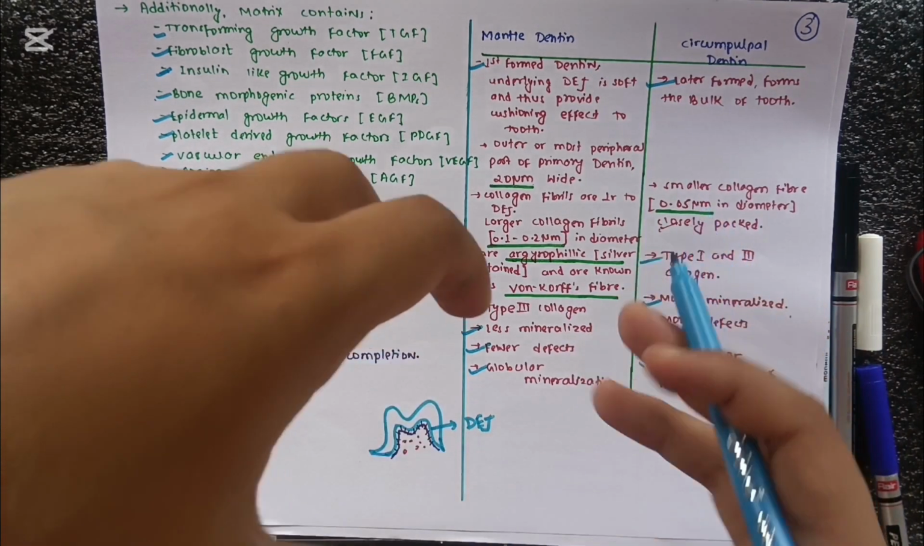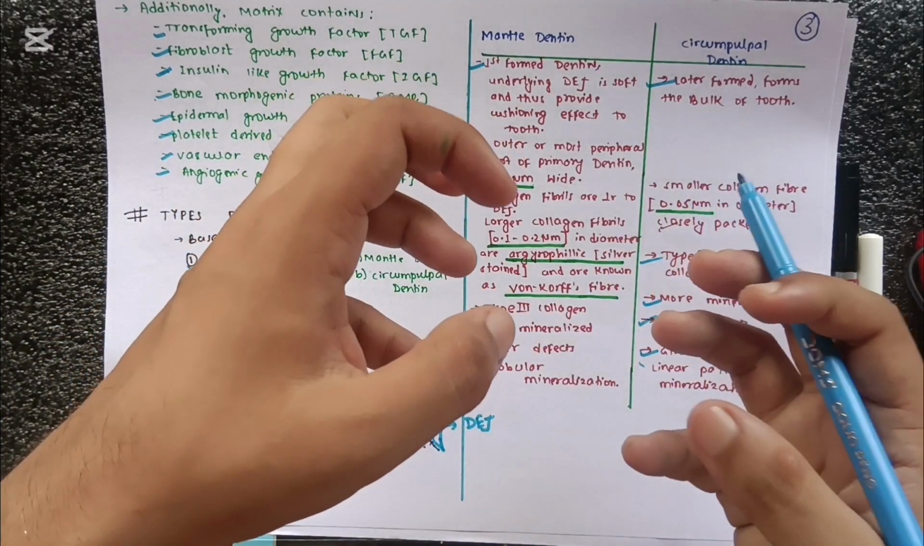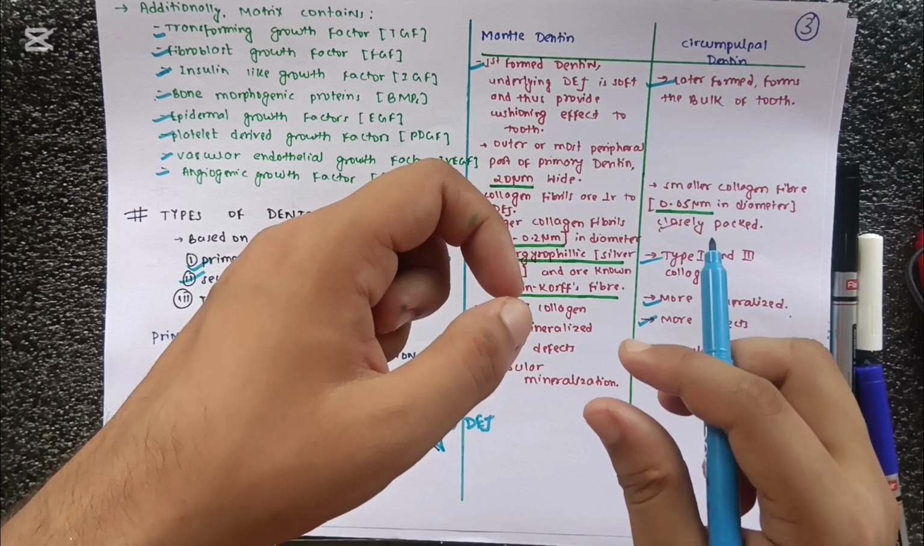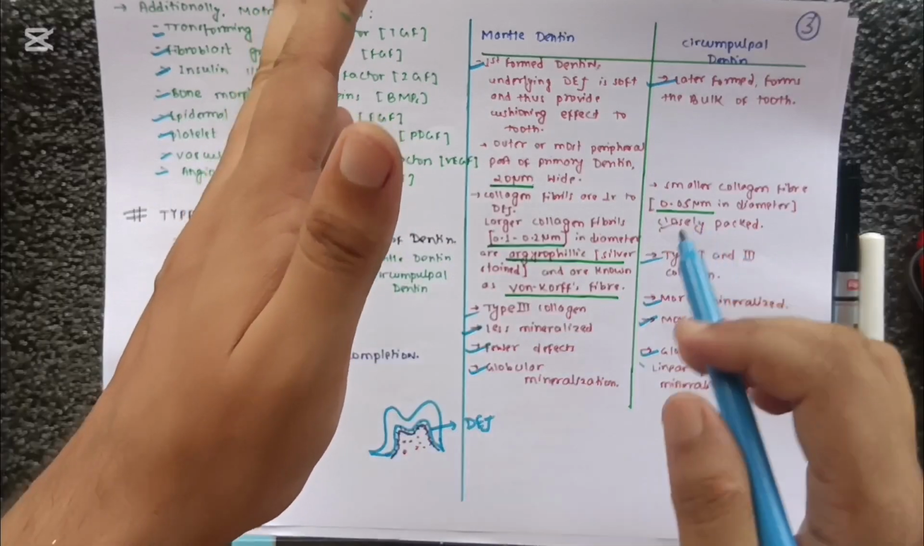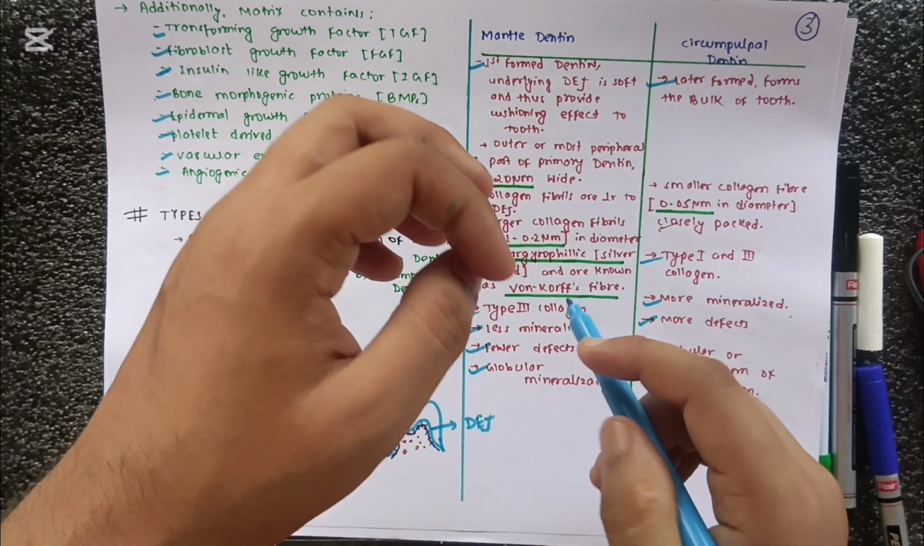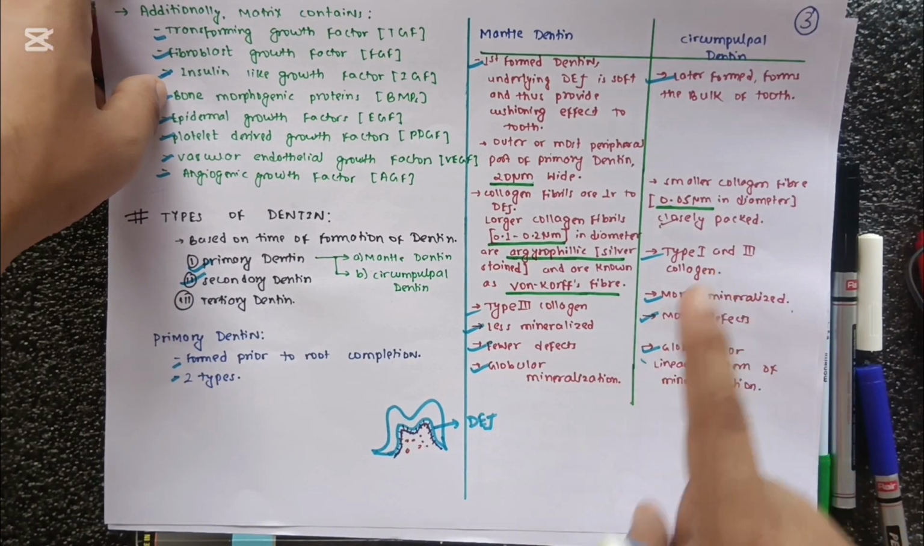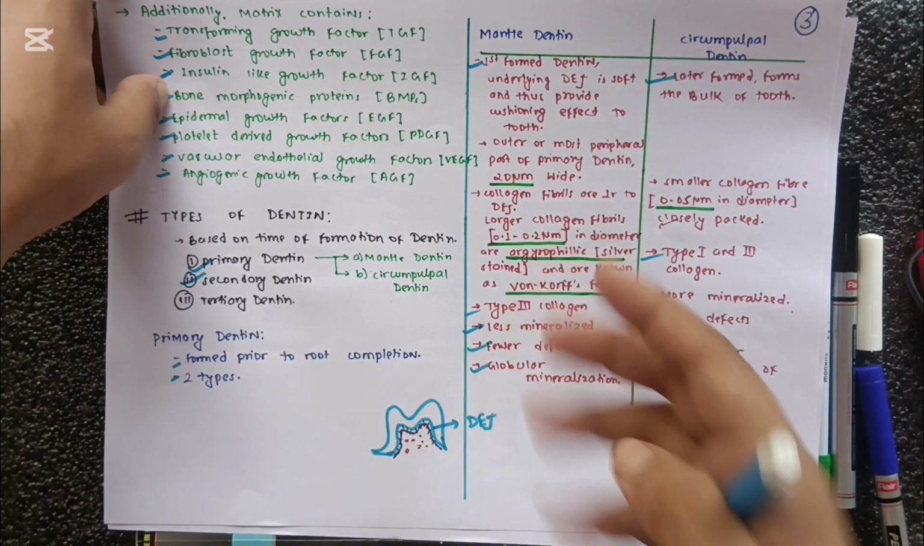When the globules of the mineral vesicles fuse, small spaces between those globules are left behind and are not mineralized, so that forms the interglobular dentin. I will be discussing that in my later videos. For now, just remember, more defects are present in the circumpulpal dentin and fewer defects are present in the mantle dentin.